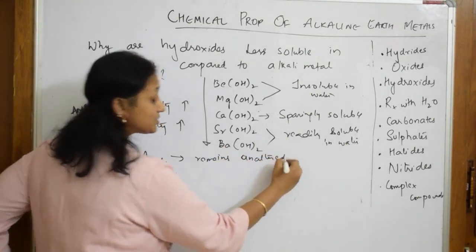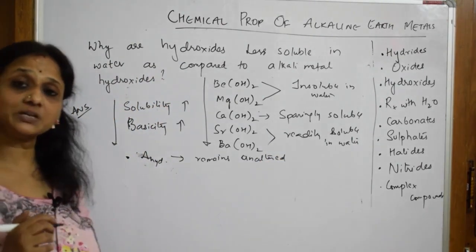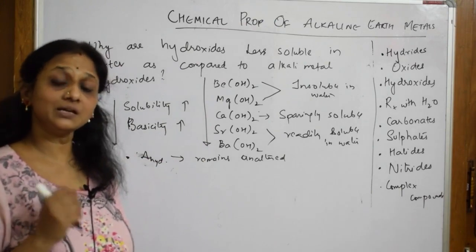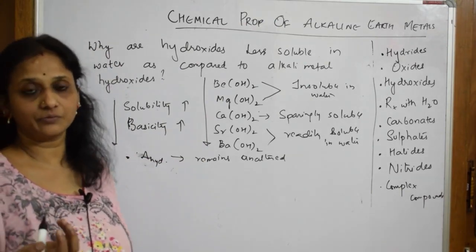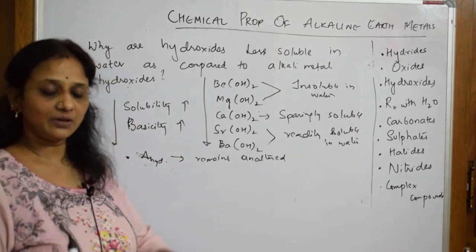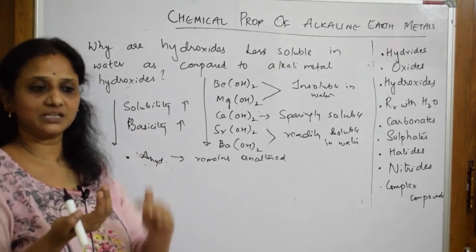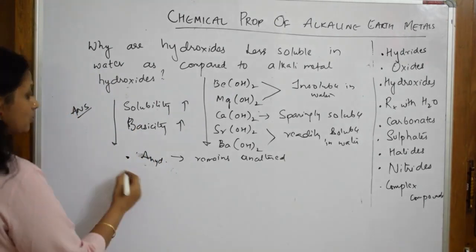Now I'm going to speak in terms of lattice enthalpy. As I go down the group, what is happening? The ionic size is increasing, obviously, because the number of shells is increasing. When the ionic size is increasing, the lattice enthalpy starts going down, it starts decreasing. So that is the important concept here.